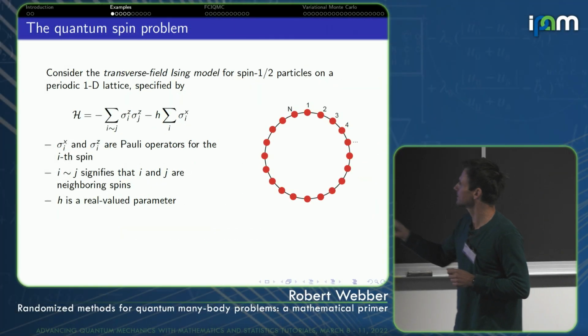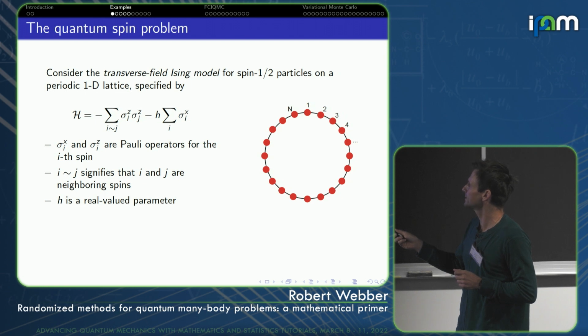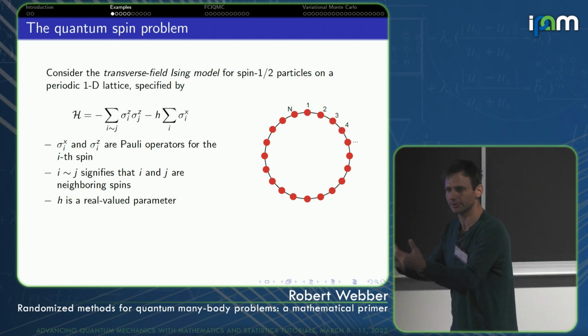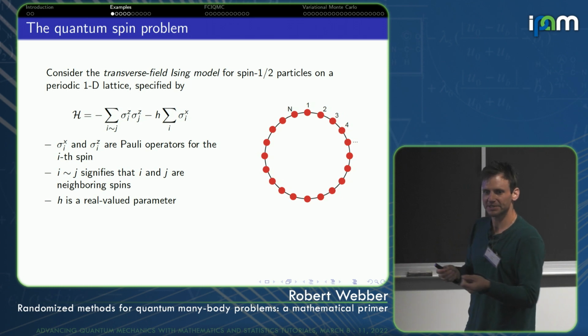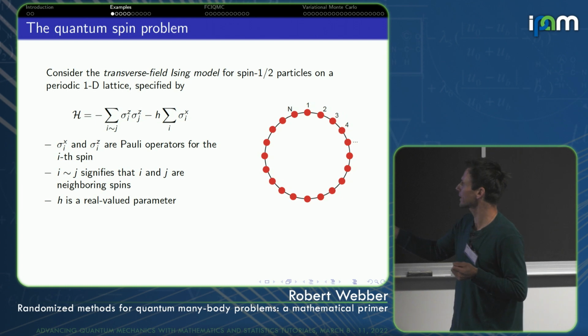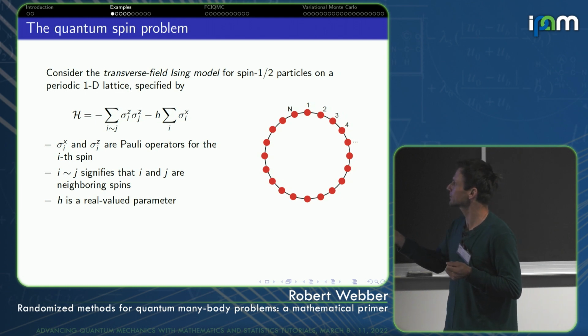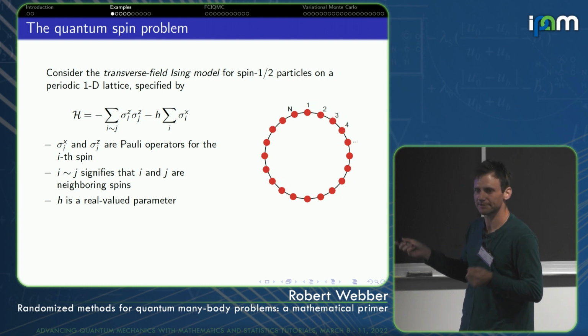And then the second term is the transverse magnetic field, and that is driving all the spins to align with some external sigma x magnetism. So there's a competition between the first term and the second term. As you vary this h parameter, you can see either the first term winning or the second term winning, and there's a phase transition, which is pretty exciting to physicists.